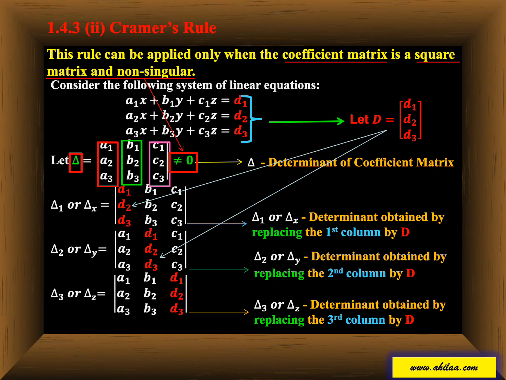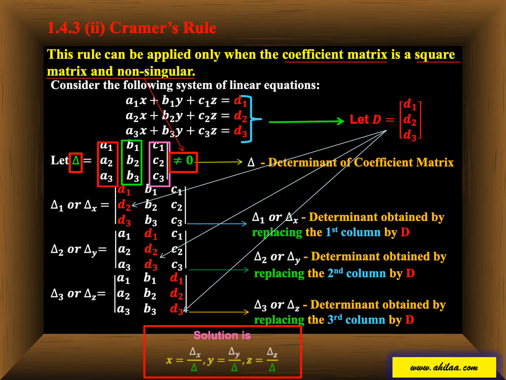See, in delta 1 we replace the first column by capital D. In delta 2 we replace the second column by capital D. And in delta 3 we replace the third column by capital D. So what is the solution? The solution is x equal to delta x by delta, y equal to delta y by delta, z equal to delta z by delta. Since we are dividing by delta in all the formulas, delta should not be 0. So from all these values we have obtained, very easily we can get the values of the variables. Got it? Good.